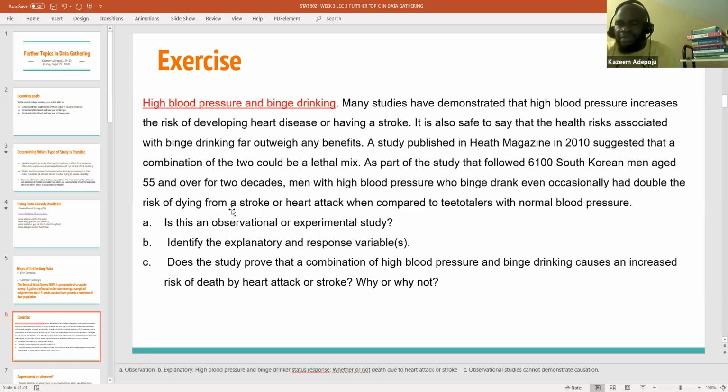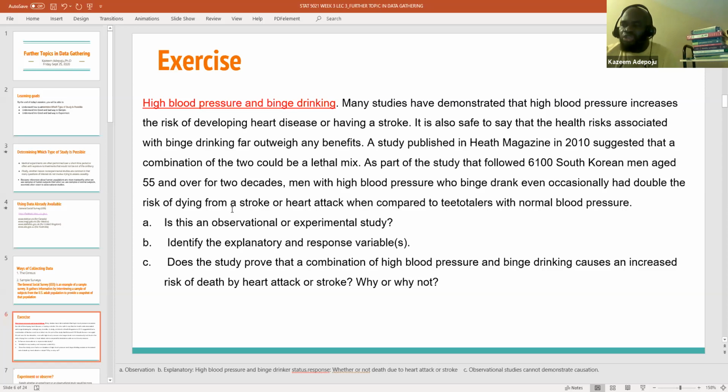Another thing I'm also going to talk about now. Take a look at this question. This question has to do with high blood pressure and binge drinking. Now, it said many studies have demonstrated that high blood pressure increases the risk of developing heart disease or having a stroke. Take a look at that: the effects of high blood pressure and how it could lead to the risk of developing a heart attack or a stroke.